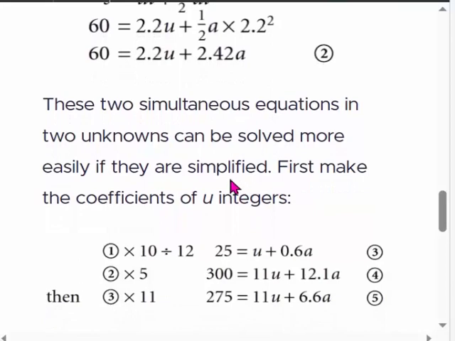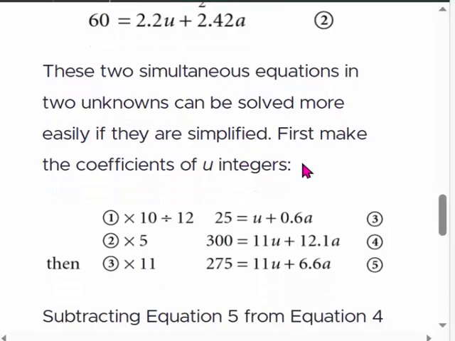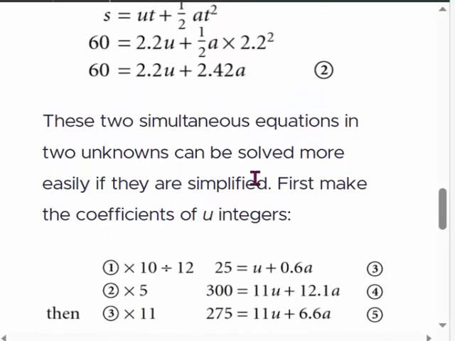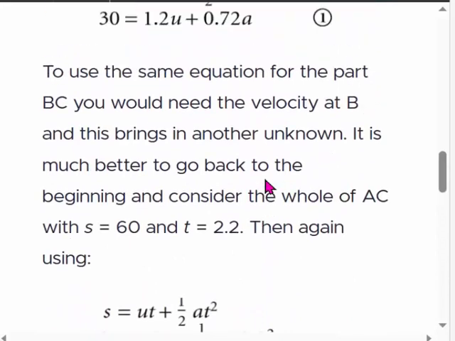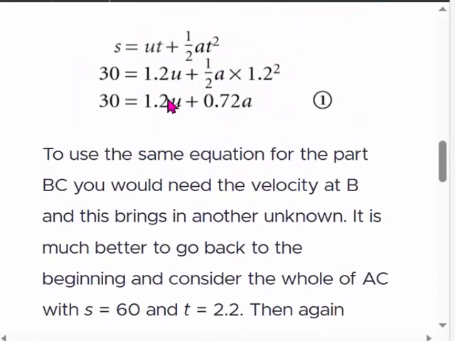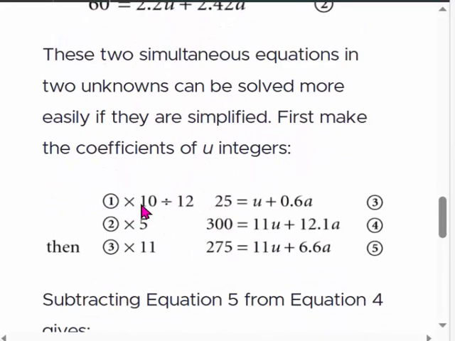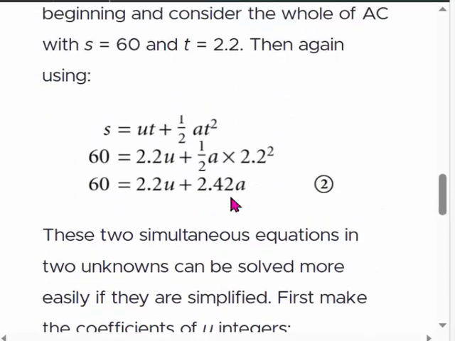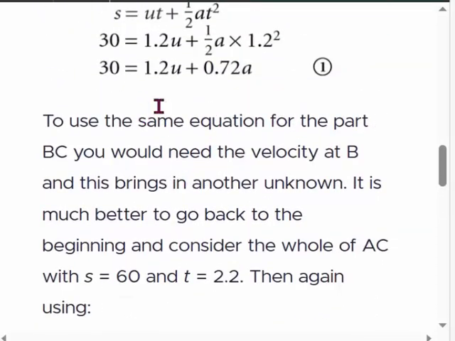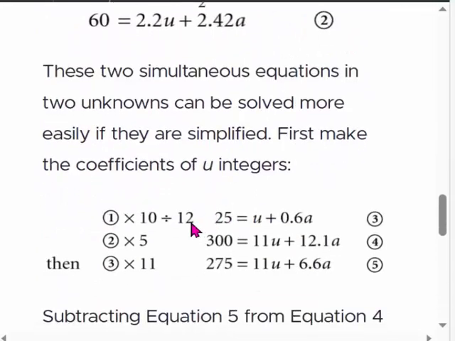These two simultaneous equations in two unknowns can be solved more easily if they are simplified. First, make the coefficients of u integers. That means you can use equation 1, which is 30 equals 1.2u plus 0.72a. You can multiply by 10 and divide by 12, so you get 1 as the coefficient of u. Similarly, 30 multiplied by 10 divided by 12 gives 25, and similarly we get the next coefficient 0.6. Please try and see.